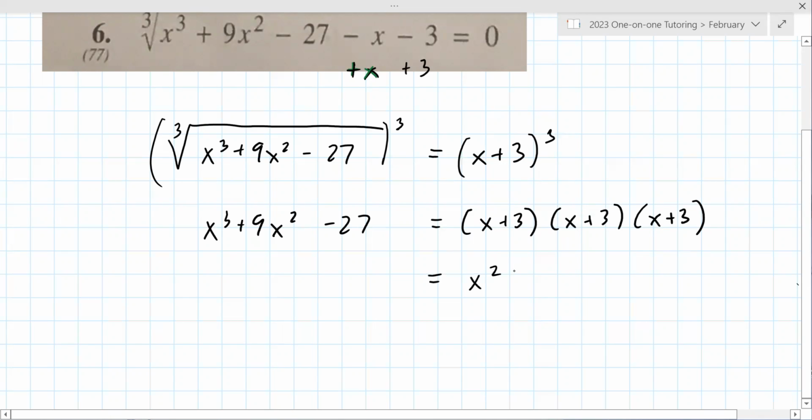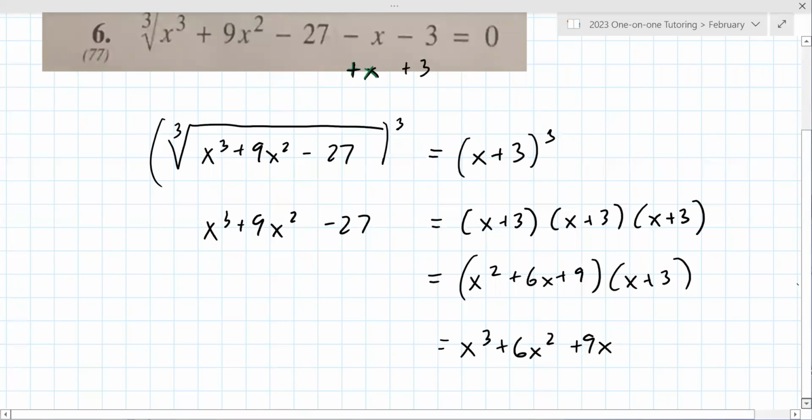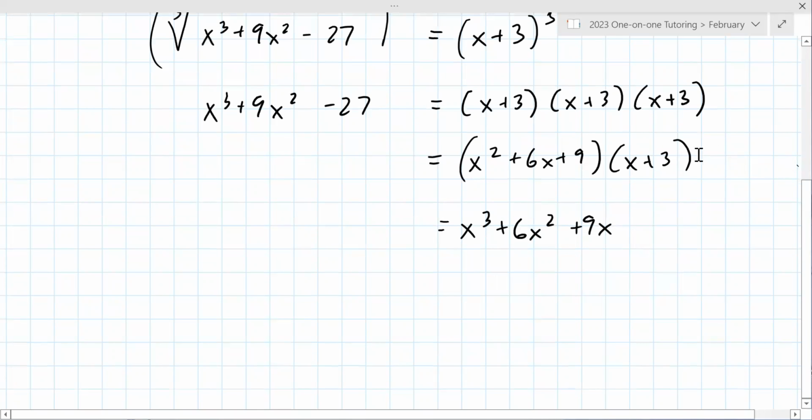So this becomes x squared plus 6x plus 9 times x plus 3, like that. And then you have to multiply this. So you're multiplying that x by everything in here and that 3 by everything in here. x cubed plus 6x squared plus 9x. And I use what's called a waterfall approach. So when I multiply by the 3, I line them up underneath so that the terms match.